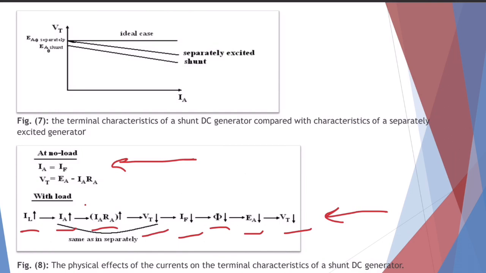Okay, this is the graph. Terminal characteristics here of the shunt. This is the graph here with the characteristics of the separately excited. This is the VT and this is the IA here. This is the ideal case. As the current increases here, this is for the shunt and this is the separately excited. This is the ideal case, a straight line. So the voltage will not go down for the ideal case.